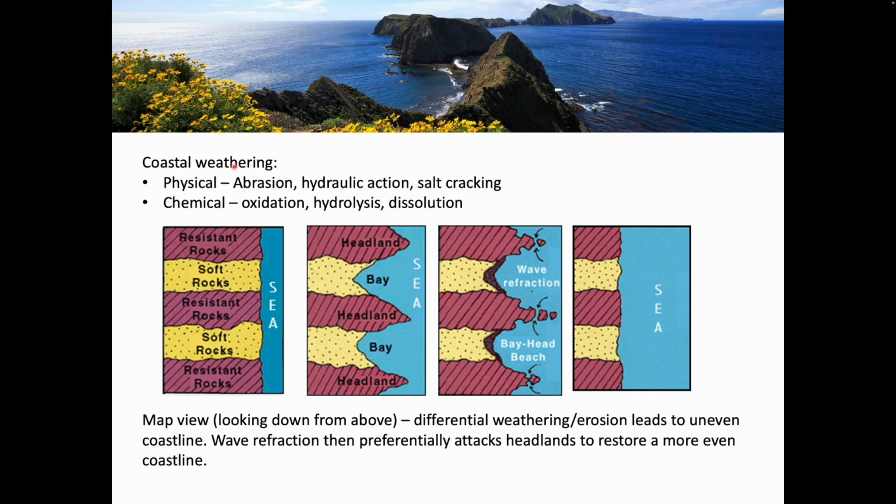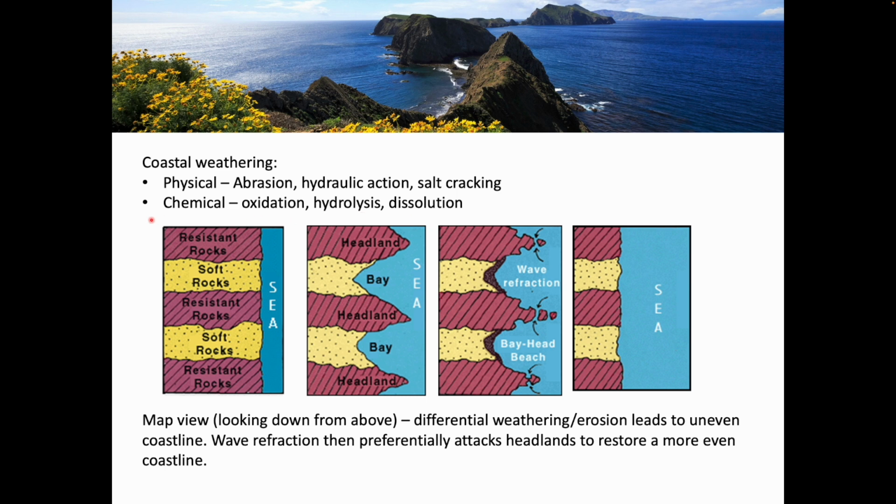Moving on to coastal erosion and weathering, we have the same basic types that we've seen elsewhere. Physical erosion is dominated by abrasion, hydraulic action caused by waves, as well as salt cracking. Salt water will get into cracks or pore spaces in the rock and expand, which causes the rock or sediment to crack. You also get chemical weathering, the same usual suspects: oxidation, hydrolysis, and dissolution of ions.